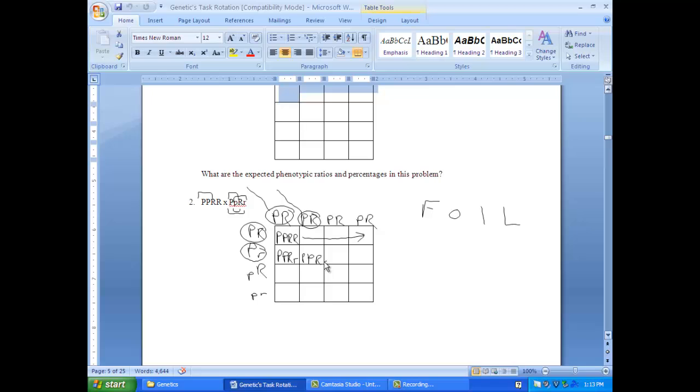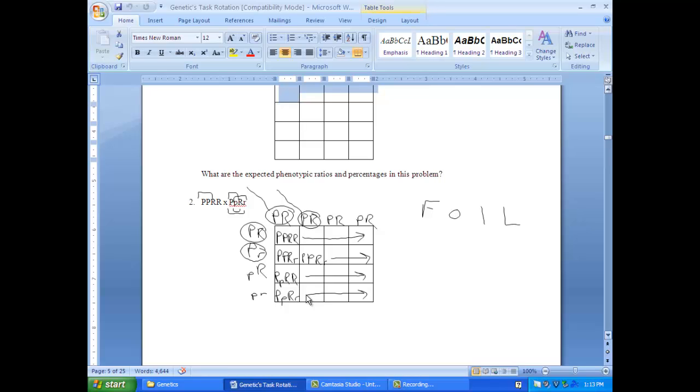It's going to be the same thing all the way across because the sperm cells are all the same. You're seeing how this starts to get a little tedious. Big P, big R with little p, big R. We're going to get big P, small p, big R, big R. These are going to be the same all the way across because the sperm cells are all the same. And finally, the last one is going to be big P, little p, big R, small r. And again, these will be the same all the way across because the sperm cells are all the same alleles.